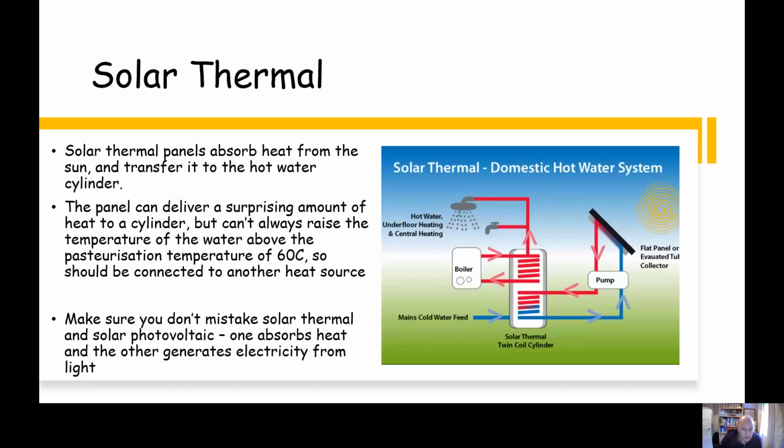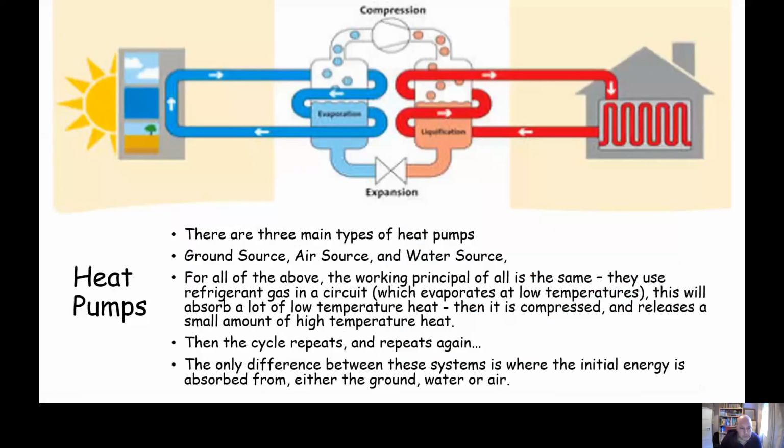Okay. Worth mentioning at this point, there are solar thermal panels which absorb heat from the sun, and there's also solar photovoltaic panels. They're not one and the same thing. Solar photovoltaic panels generate electricity using photons, light, and the solar thermal just absorbs heat and transfers it into the water system. Briefly going to look at heat pumps. There's 3 main types of heat pumps: ground source heat pumps, air source heat pumps, and water source heat pumps.